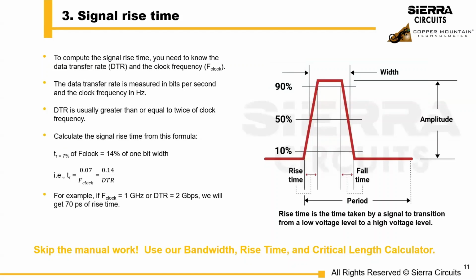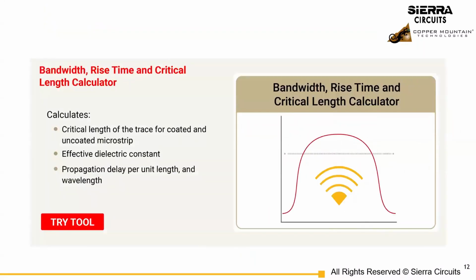Next is signal rise time. You need to know the data transfer rate and the clock frequency to calculate the signal rise time. And so you can compute the signal rise time with these formulas. We have a better way to do this, and I think we're going to do a demo for that. Is there someone to do the demo? Yes, sir. Okay, thanks.